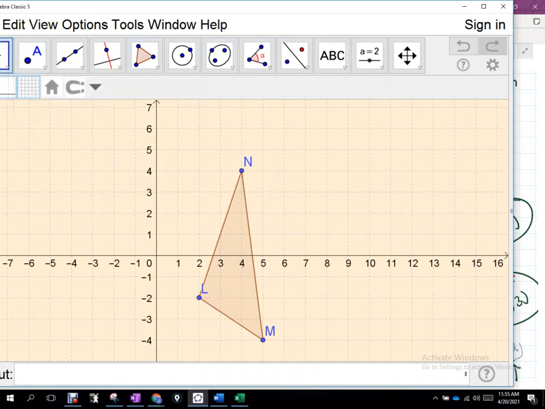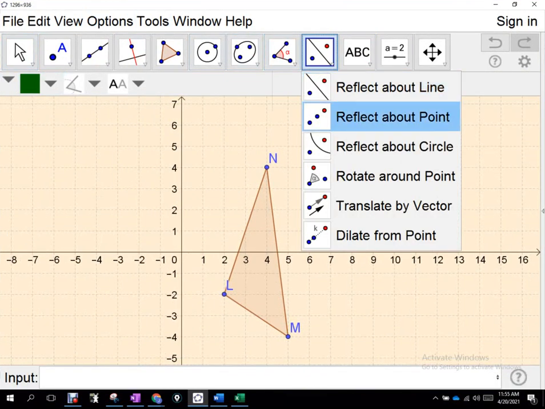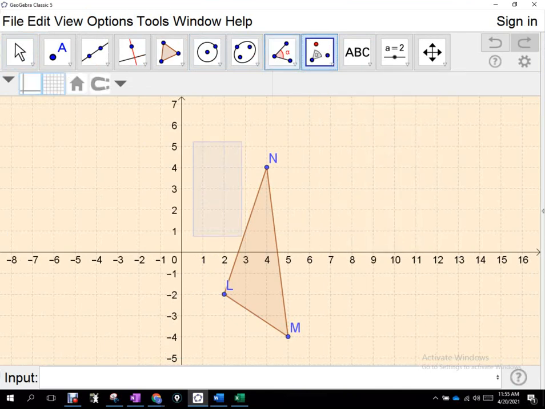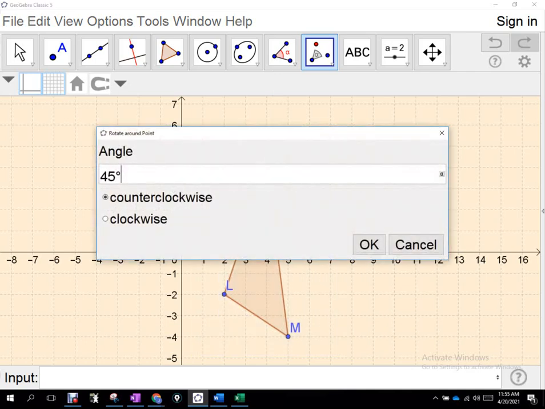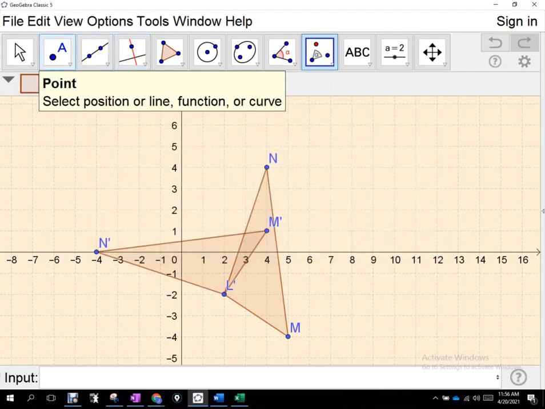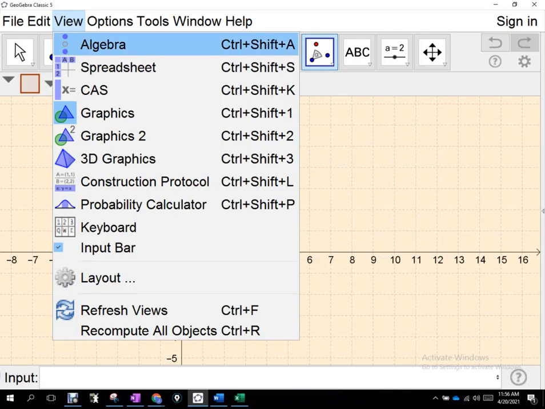Let's say that I want to rotate. So I click on the rotate option. I'm going to select this thing here, and then click on L because that's the point I want to rotate around. I want to go 90 degrees, and I want to go counterclockwise. That's always the rule if they don't say, because I don't think in the problem they set a direction, then it's assumed counterclockwise. Hit OK, and now let's look at those ordered pairs.